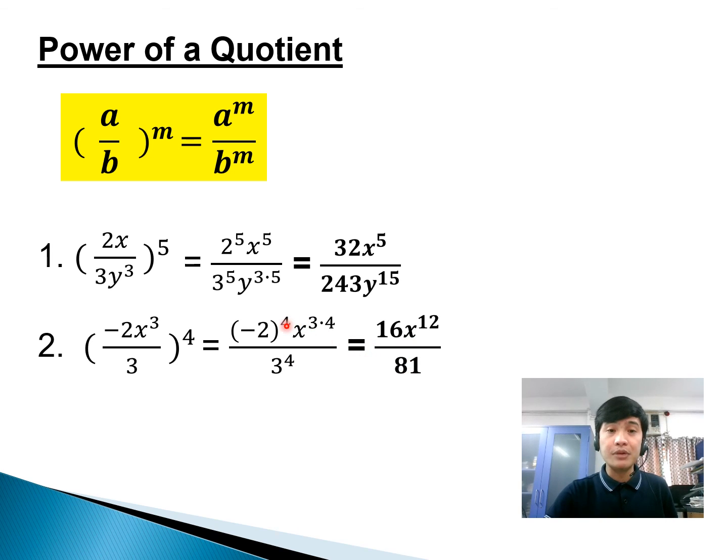So, we just simply multiply si negative 2 ng 4 na beses. So, negative 2 times negative 2 times negative 2 times negative 2, that's 16. And then, x raised to the 3 times to x to the third power, dahil nga naka-raised to 4 siya outside, so, nag-multiply yung 3 tsaka 4. So, x to the 12th power siya over 81. So, therefore, the fourth power of negative 2x cubed over 3, that is equal to 16x to the 12th over 81. So, yun po yung laws of exponents.